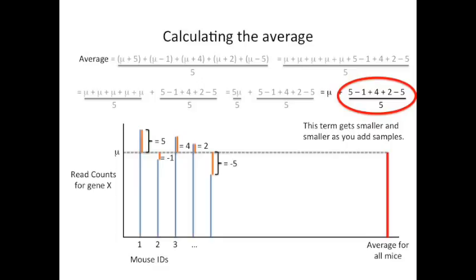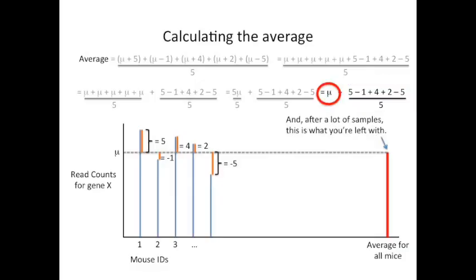This is one reason why when we estimate the mean with a small sample, that estimate gets better and better the larger the sample gets. And after a lot of samples, all we're left with is mu, which is exactly what we're interested in finding out.